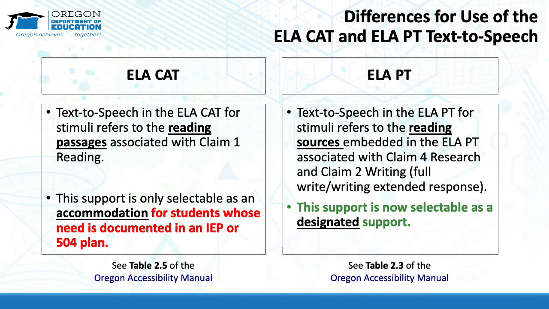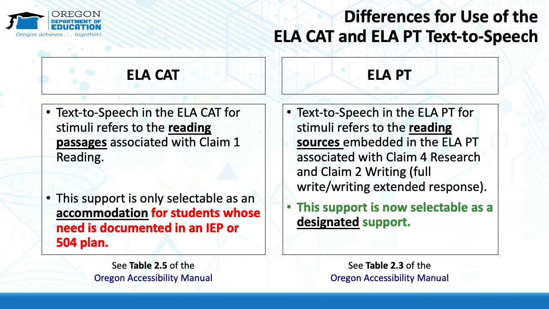This slide details the difference in text-to-speech between the ELA CAT and the ELA PT. For the ELA CAT, text-to-speech for stimuli refers to the reading passages associated with Claim 1 reading. This support is only selectable as an accommodation for students whose need is documented in an IEP or Section 504 plan. For more information, please see Table 2.5 of the Oregon Accessibility Manual.